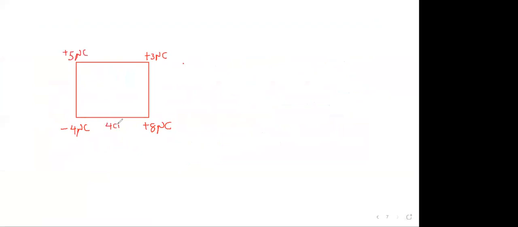Now, this is what we have. This is our square. Now, when you look at our square, it has negative 4 microcoulomb, positive 8 microcoulomb, positive 3 microcoulomb, and positive 5 microcoulomb. So they're telling us this side is 4 centimeters and this side is 4 centimeters. Hope that's how our diagram is. Not so? A, B, yes. C, and D.